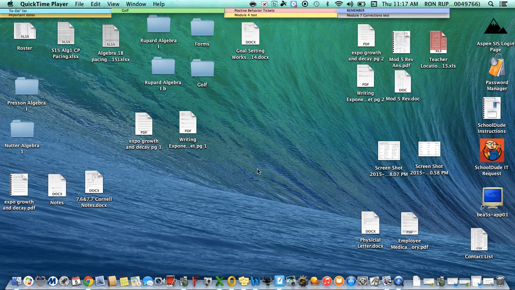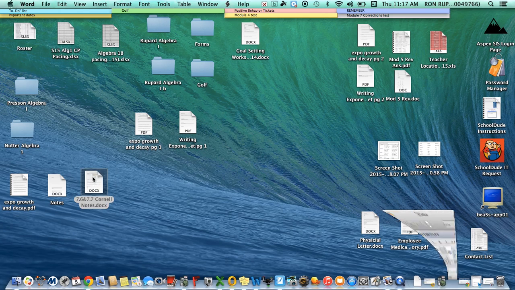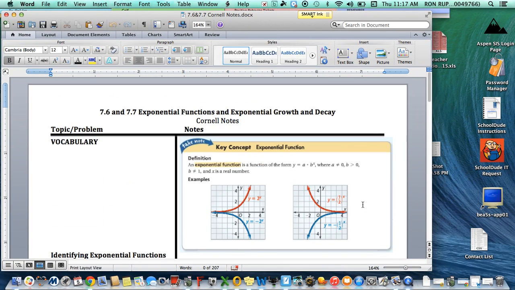Okay, so here is the lecture for today, Thursday, March the 5th. You're going to need to pull up the notes for today, which look like this. 7.6, 7.7, exponential functions and exponential growth and decay. 7.6 deals with exponential functions. 7.7 deals with exponential growth and decay. So two separate topics, very, very closely related.